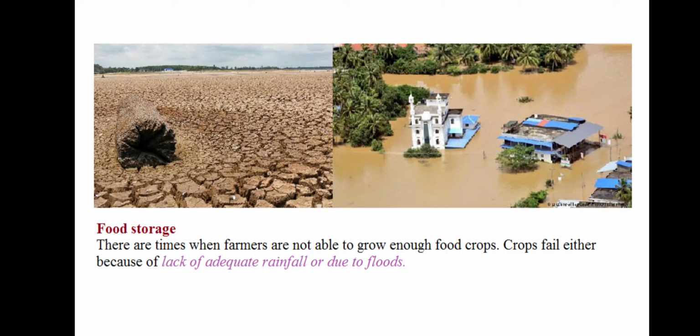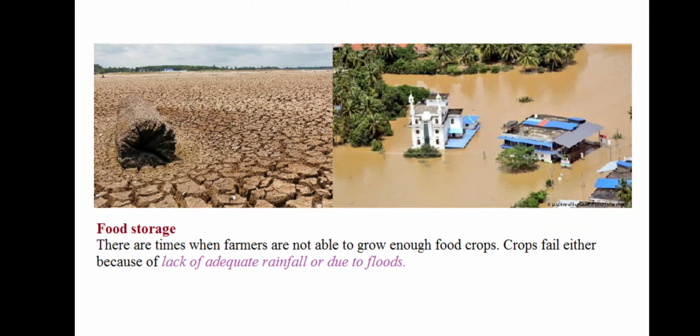So it can be a flood, it can be a tsunami, and it can be a drought. Because of this, people cannot cultivate crops, and because they cannot cultivate, there is no produce, and because there is no produce, there will be shortage, and because of this shortage, we need to store food. As you can see, lack of adequate rain or floods.